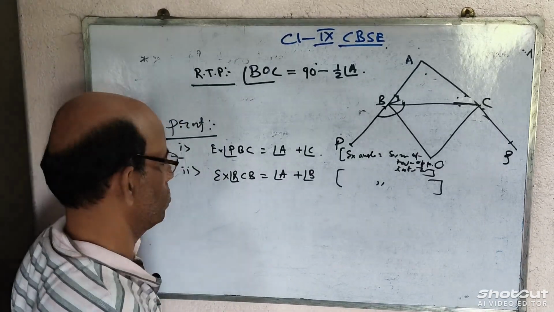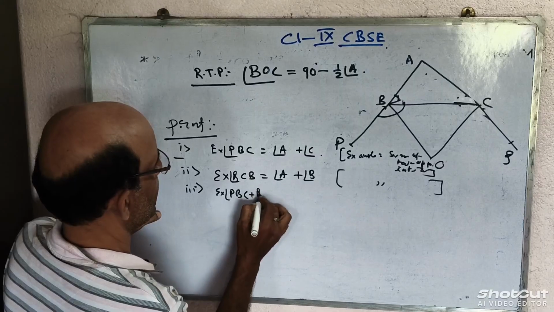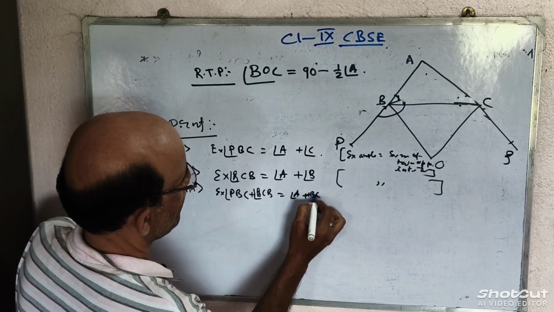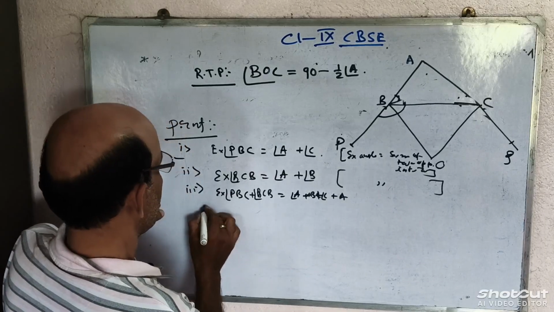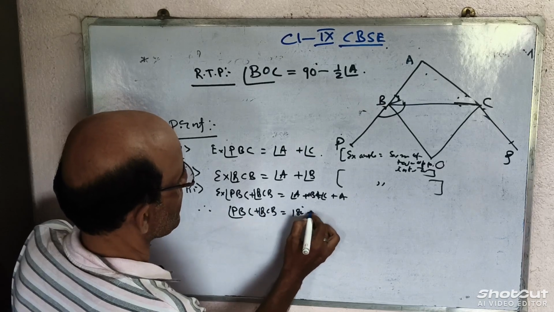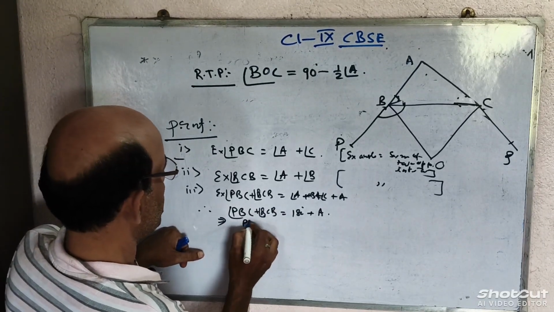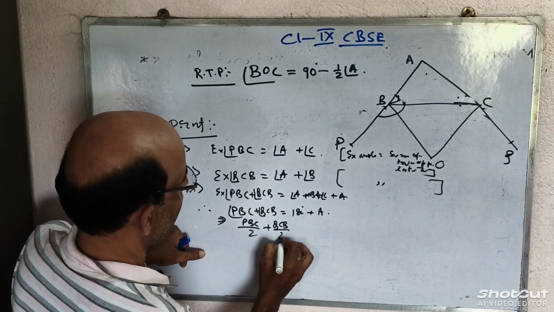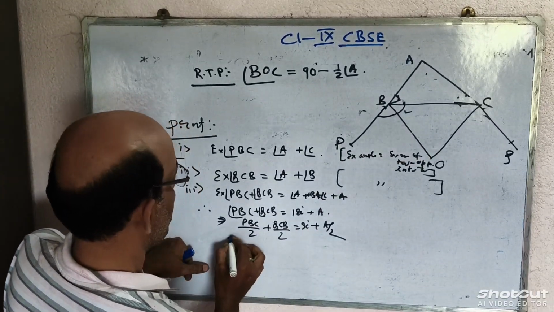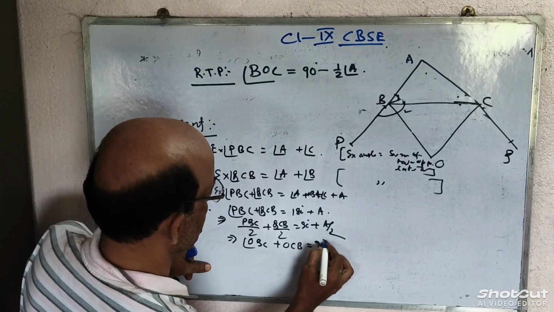Now adding 1 and 2. Exterior angle PBC plus exterior angle QCB is equal to angle ABC plus angle ACB plus angle A. Therefore, PBC plus QCB is equal to 180 degree plus A. Dividing by 2 on both sides, PBC by 2 plus QCB by 2 is equal to 90 degree plus A by 2. PBC by 2 means this angle. Therefore, OBC angle plus OCB angle is equal to 90 degree plus A by 2.